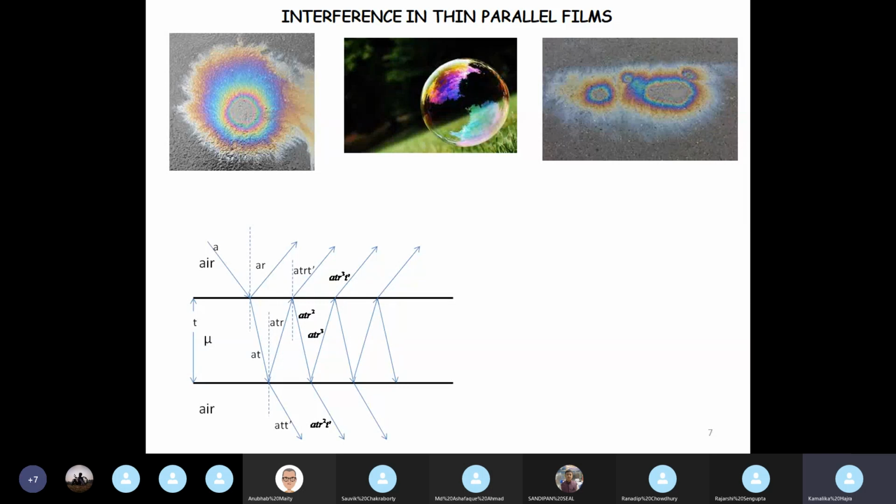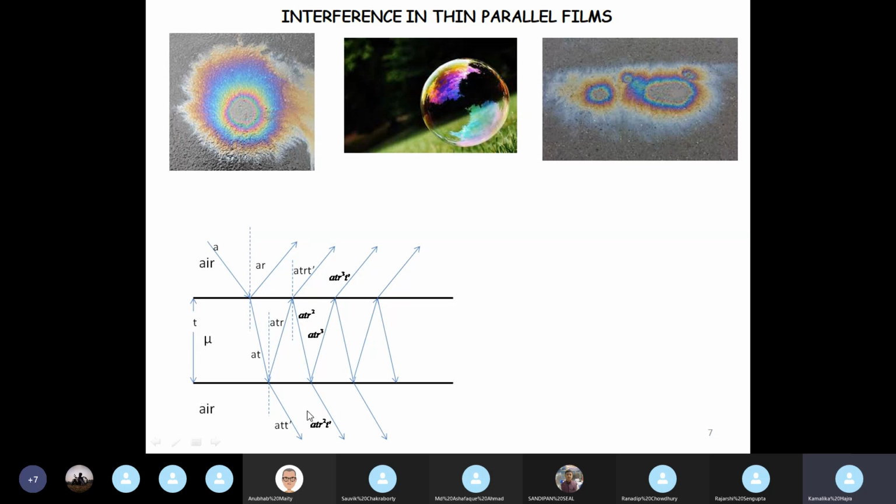Okay, so the incident ray has amplitude A. The first reflected ray has amplitude AR and the transmitted ray has amplitude AT. This again gets reflected, so this reflected ray has amplitude ATR, where R is the reflection coefficient. Since we have air on both sides, and the reflection coefficient has the same magnitude for a pair of media, with only the difference in sign, I do not write R1 and R2. I write just R because the magnitude is the same.